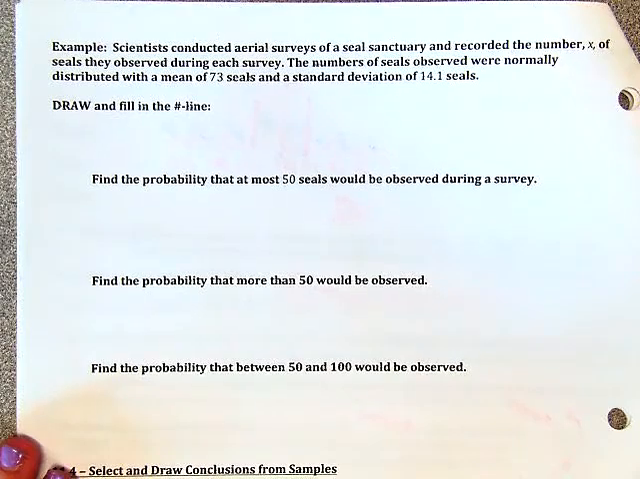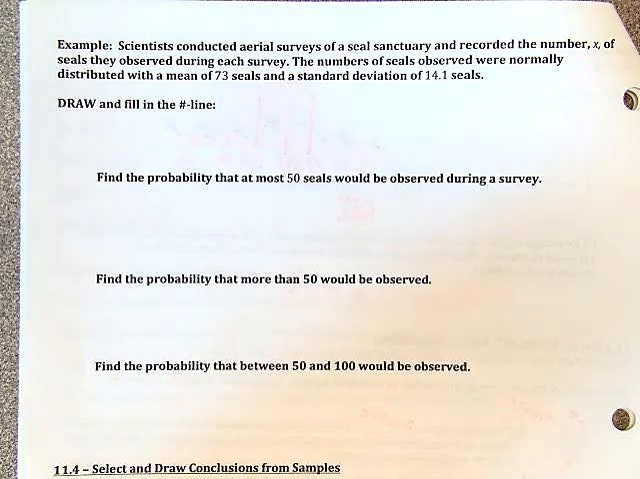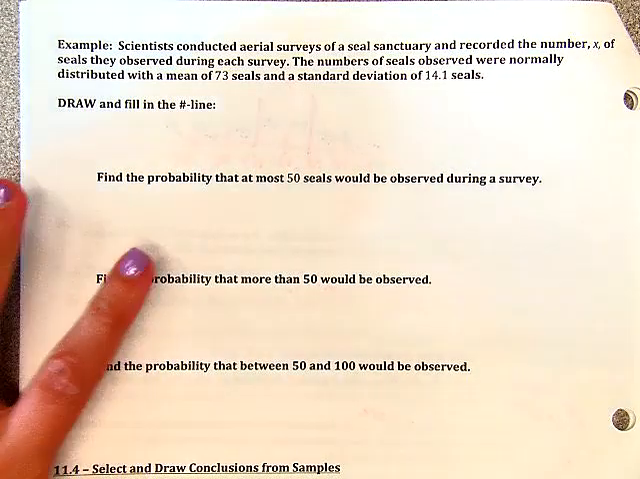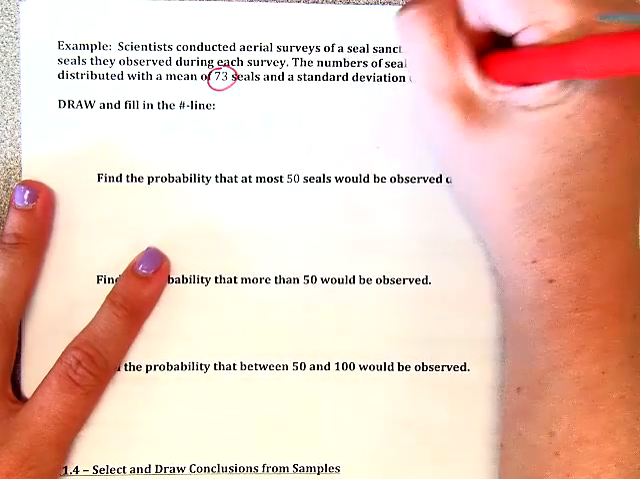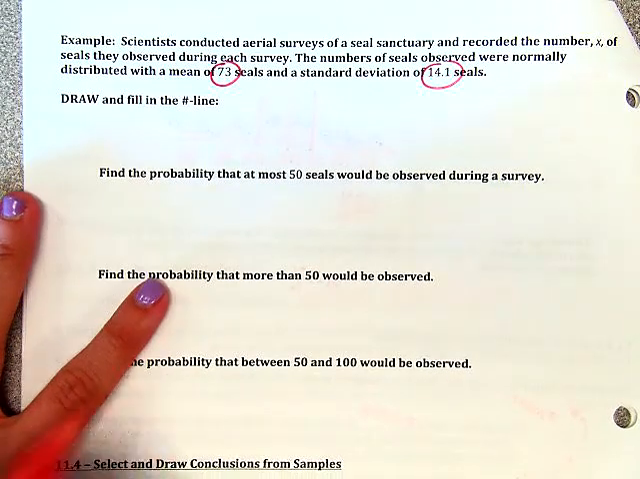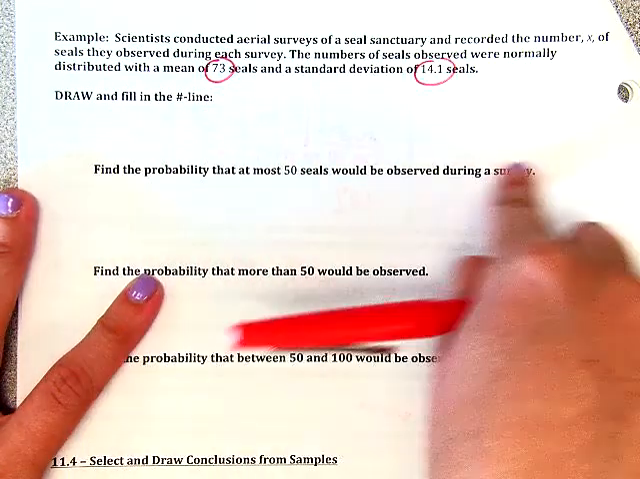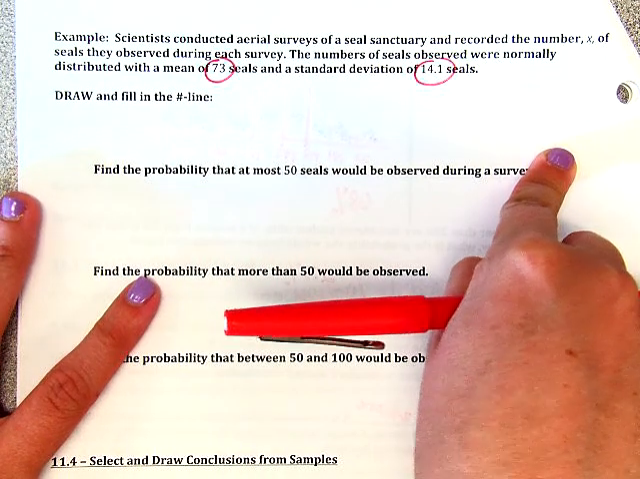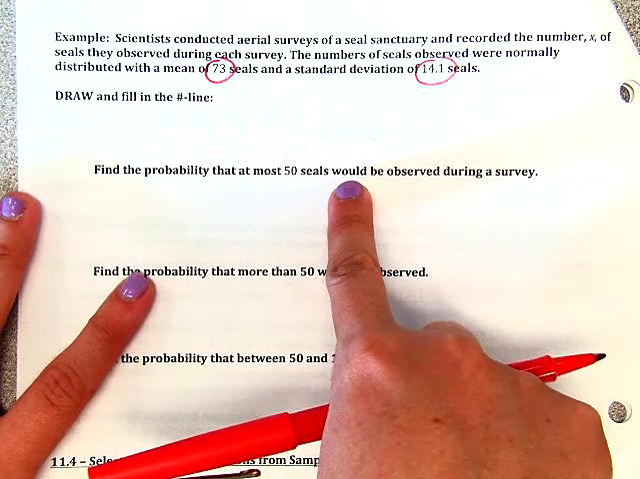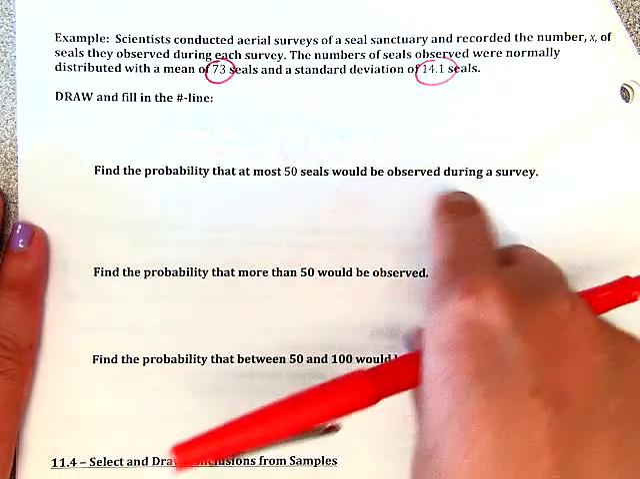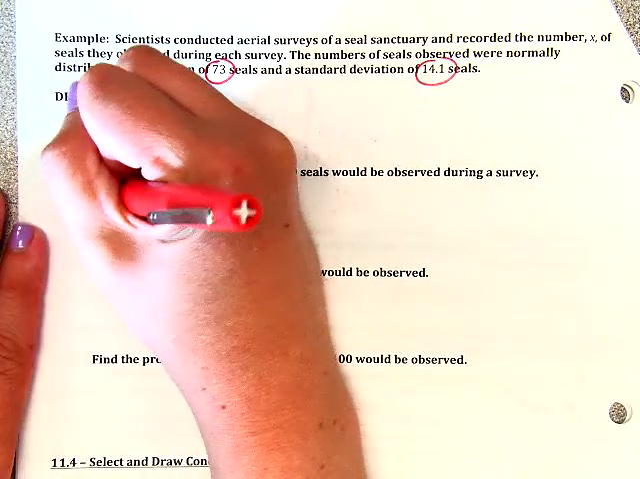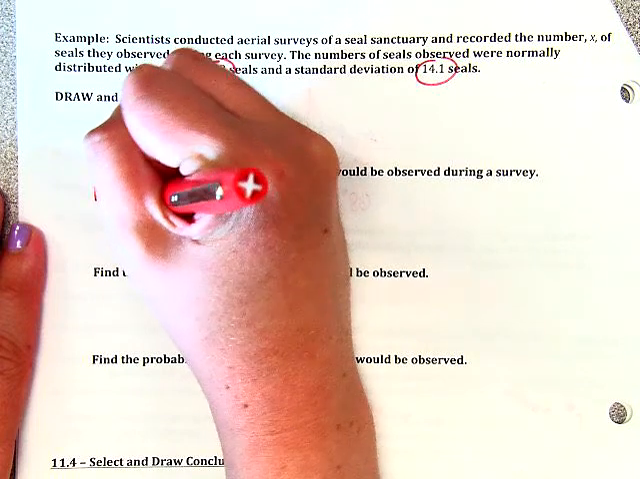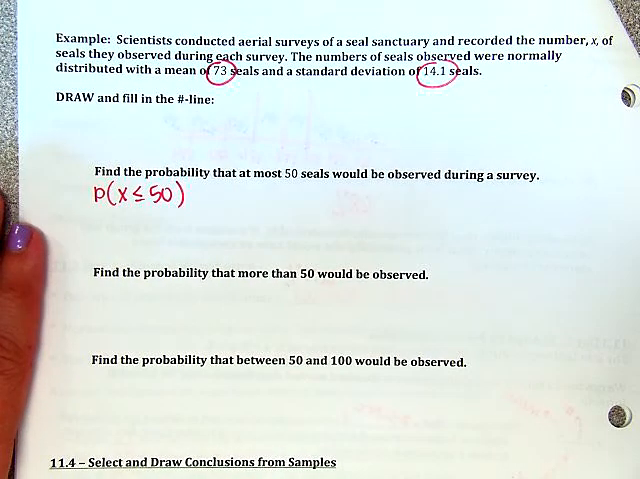Let's do our own. So it says, scientists conducted aerial surveys of seal sanctuaries and recorded the number. They said it has a mean of 73 and a standard deviation of 14.1. You don't actually even need to fill in the curve because it's not going to be on there. Find the probability that at most 50 seals would be observed. That means 50 or less. So we're talking about the probability that it's less than or equal to 50.